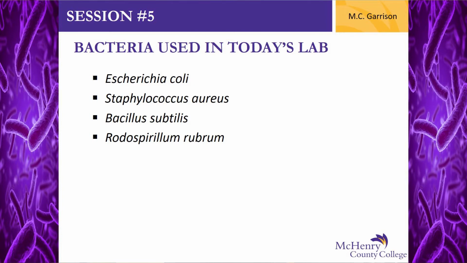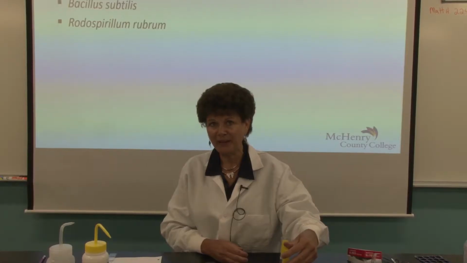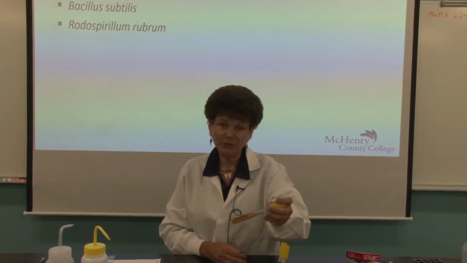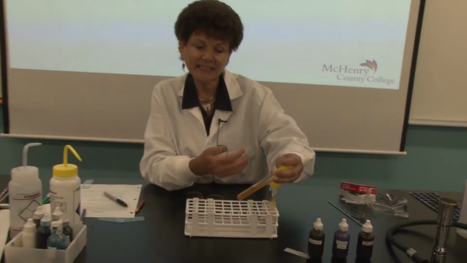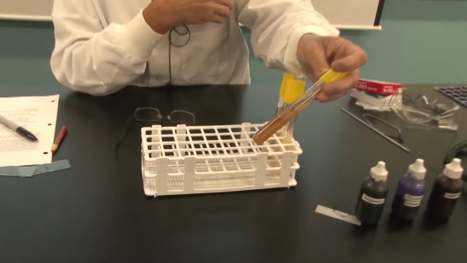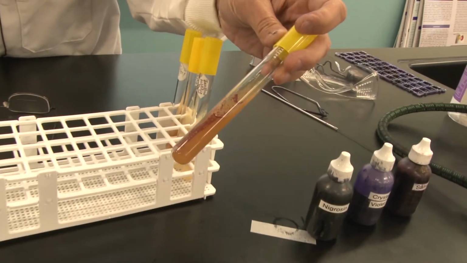And finally, Rhodospirillum rubrum. That genus, Rhodospirillum, tells us it is a spirilla. Spirilla are spiral-shaped bacteria. Rubrum, by the way, means red, and you can see up close on this stock culture that this organism produces a red pigment.